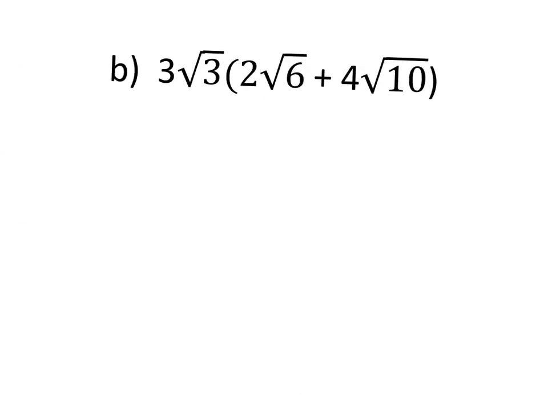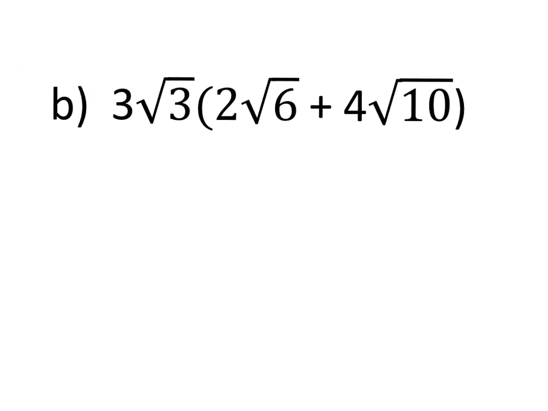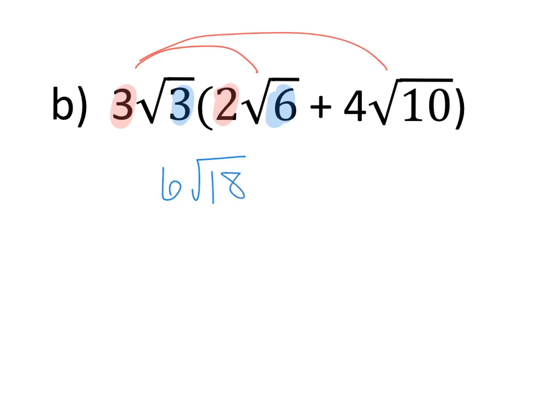Okay, next problem. Okay, again, we're just going to distribute that 3 root 3 to both parts. Keeping in mind that we are going to multiply the outside numbers together, and then we're going to multiply the inside numbers together. So 3 times 2 is 6, and then 3 times 6 is 18.